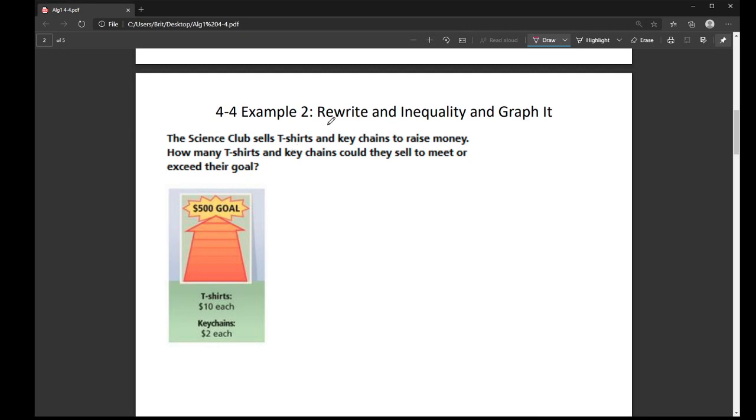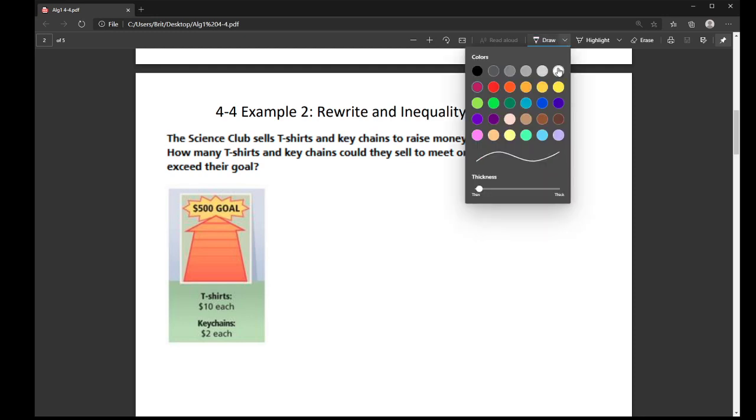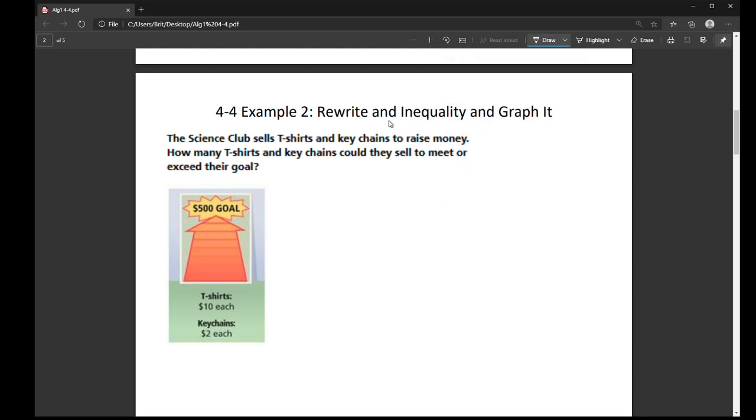In this video, I'm covering example 2 from section 4-4 in the SavvasRealize Algebra 1 textbook. So in this example, we are going to rewrite an inequality and graph it. Sorry, it says and. Sometimes I get excited when I type an inequality and graph it.